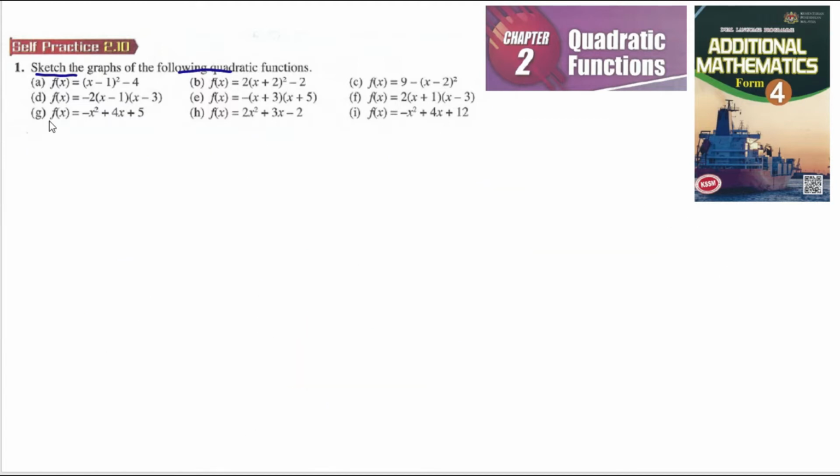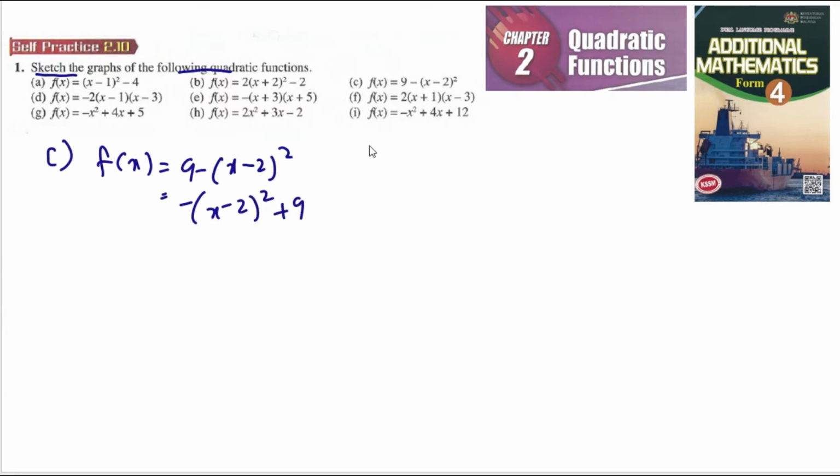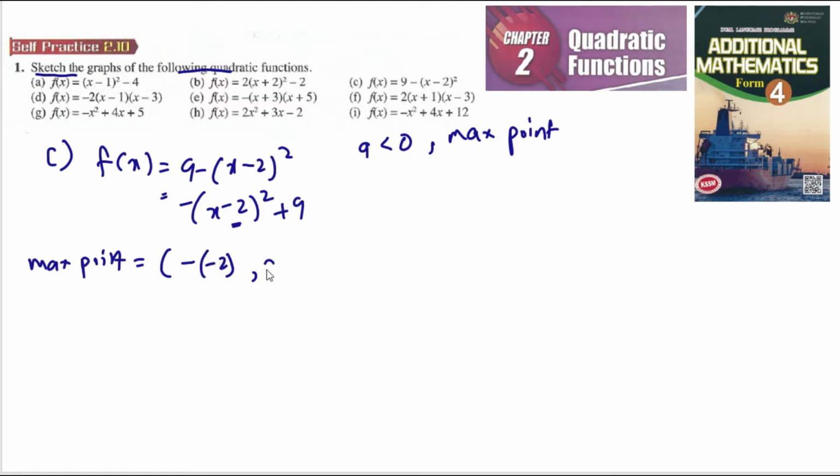Okay, something like this. See, f(x) is equal to 9 minus (x minus 2) squared, which is equal to negative (x minus 2) squared plus 9. So we see here a is smaller than 0. So it has a maximum point. So the maximum point is equal to, so negative of what is inside: 2 and then 9. So we have 2, 9.